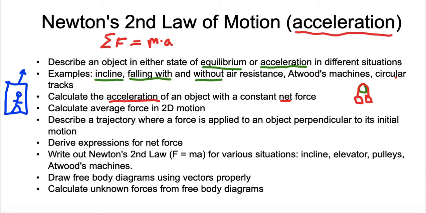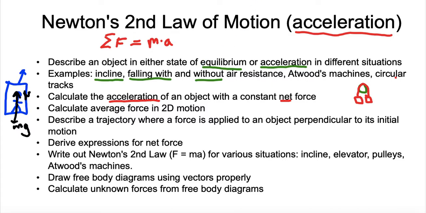You have your mg, and then you have the normal force of that thing. And when you calculate your acceleration, you have to consider both of these forces. You have to consider the normal force and the mg. It's easy to forget the normal force.